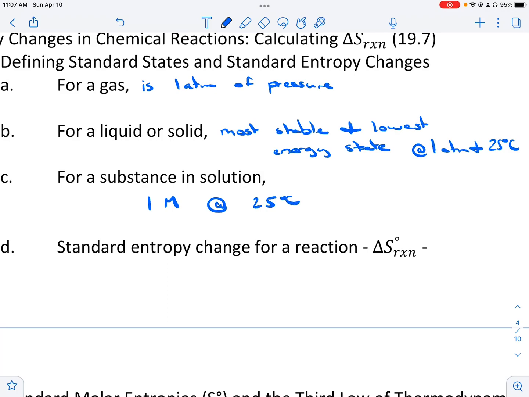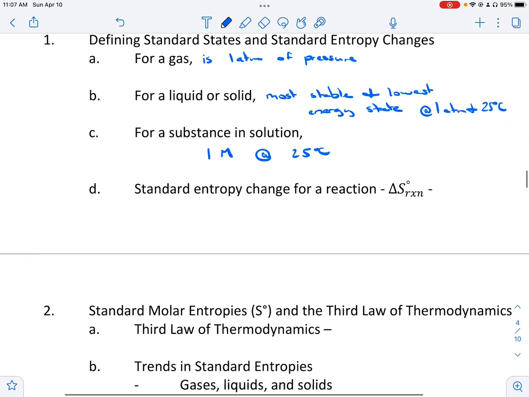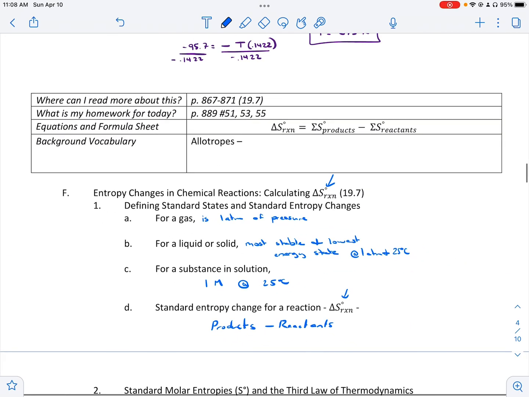Okay. So our standard entropy change for a reaction is very simple. It's just like all the others, where we take our final, or our products, minus our reactants. This is what we did with delta H. We'll do this with delta G and so delta S. So here's what we're looking at. We're talking about that equation right there. We take the moles of the products minus the moles of the reactants. So it's very easy. We just plug it in.